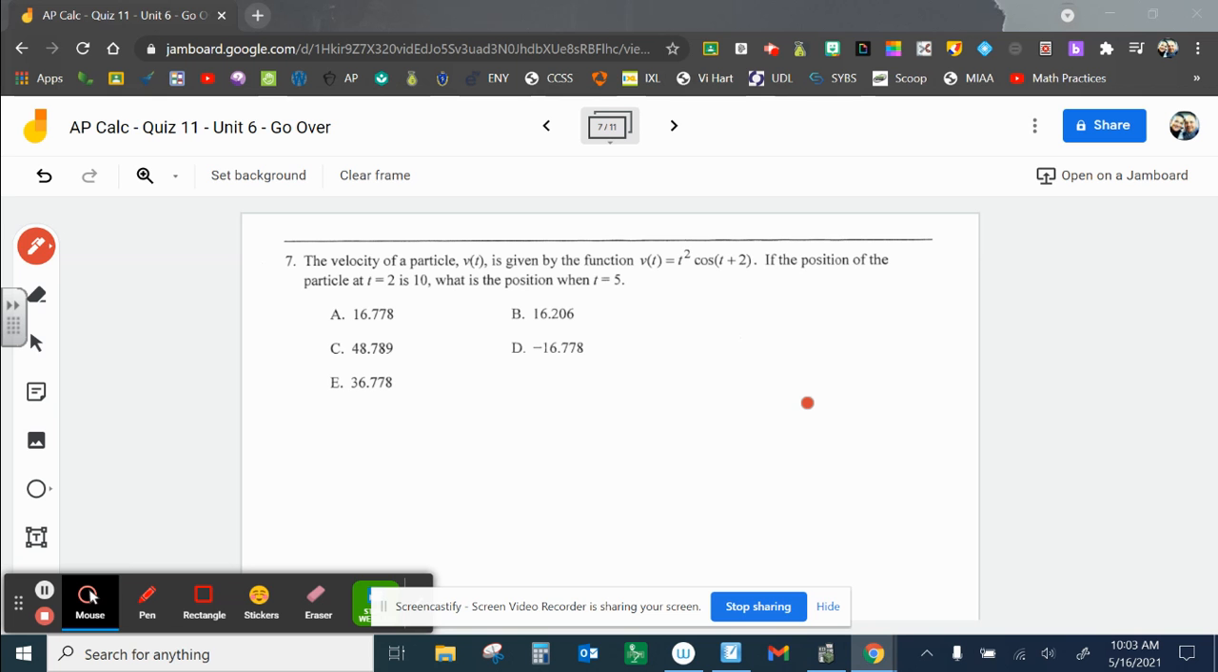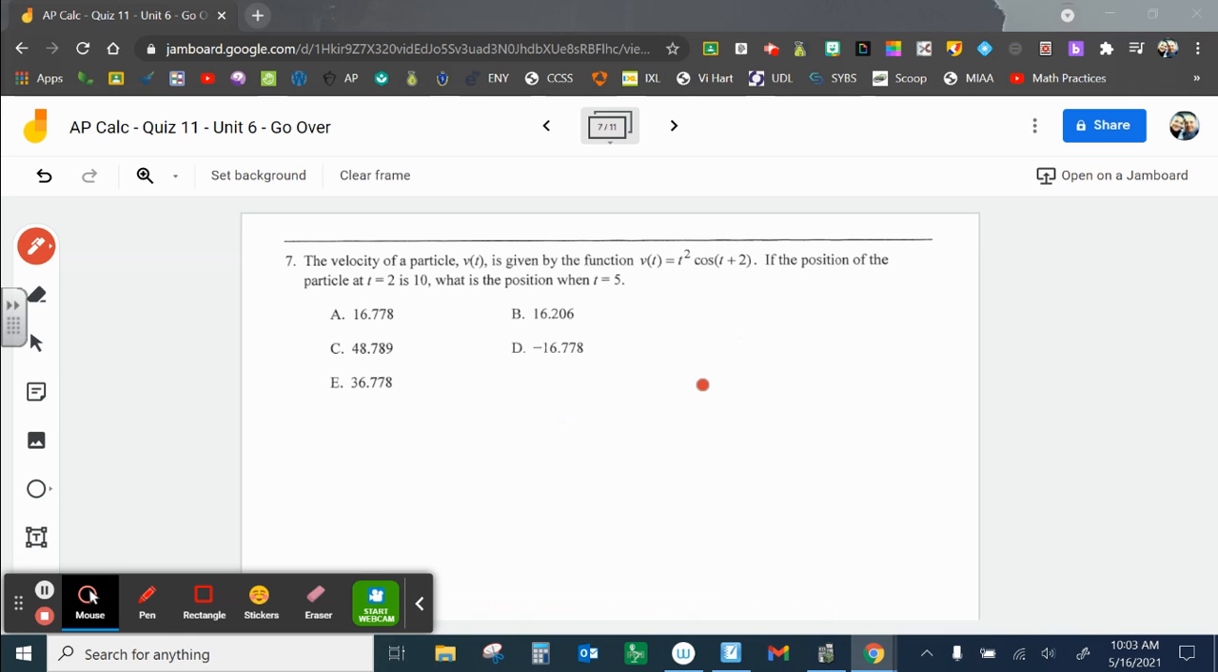All right, and I believe this is a calculator active quiz. Of course, I didn't check that, but let me check. Yes, calculator active. All right.